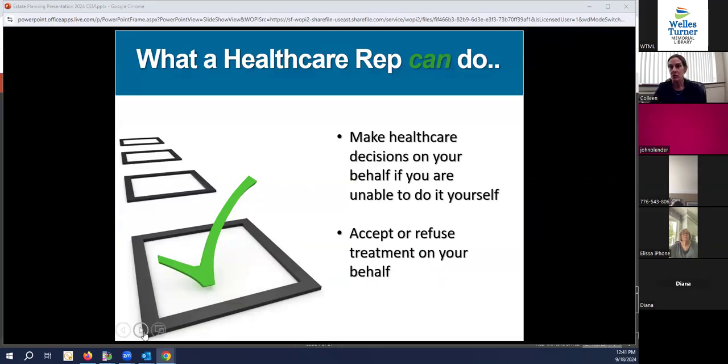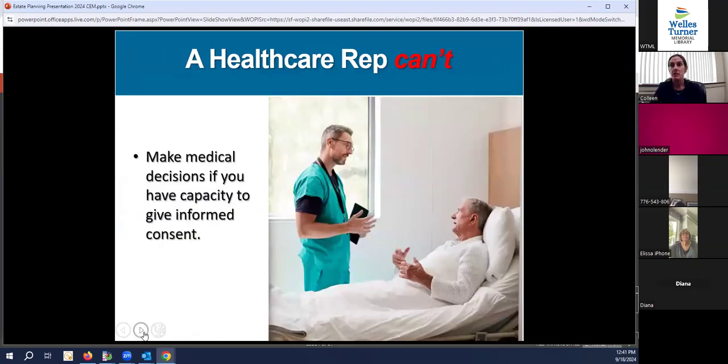What can't they do? They can't make medical decisions for you if you are able to make your own. They don't override you. You are driving the bus, they are the co-pilot. If you are not able to drive the bus, then they can jump into the seat. But otherwise, you are in control of your own decision making.